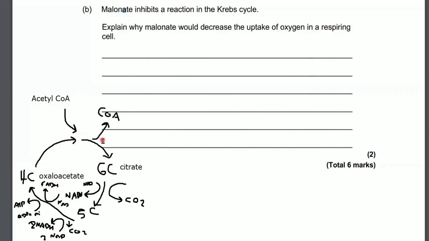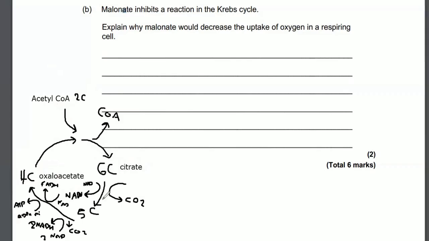You don't need to know the name of that. And it becomes citrate. You don't need to know the name of that. But essentially a 4 carbon compound joins with acetyl-CoA, which, by the way, is a 2 carbon compound. So when it joins with the 4C, it forms a 6 carbon compound. This then breaks down to a 5 carbon compound.